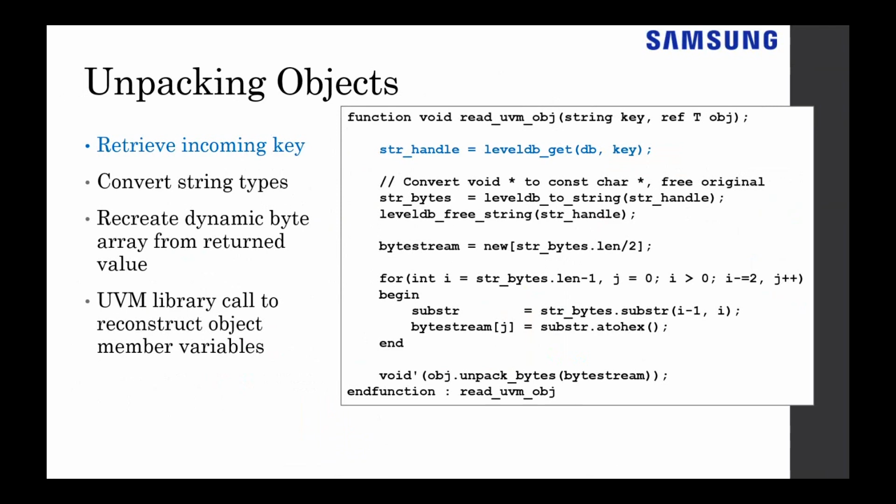So we'll retrieve a key from above. We're basically told what the key is, and we're passed a reference to an object. So the last level would be, hey, go get this thing. We need to do a little bit of work to convert string types. LevelDB speaks in C++ strings, so we actually get a handle to a string. We convert it to a char star, which is a C string, and then free the string on the C++ side, the standard string. So just a little bit of hand holding there.